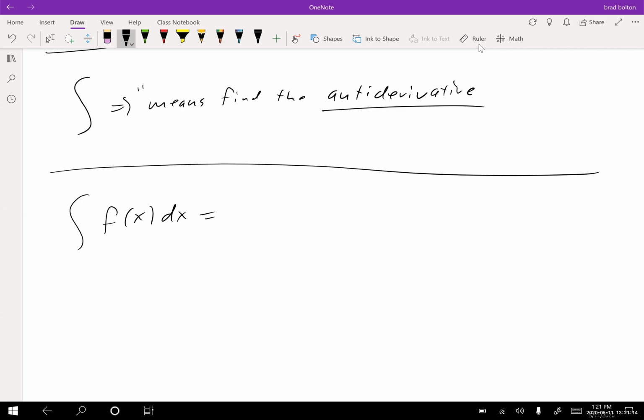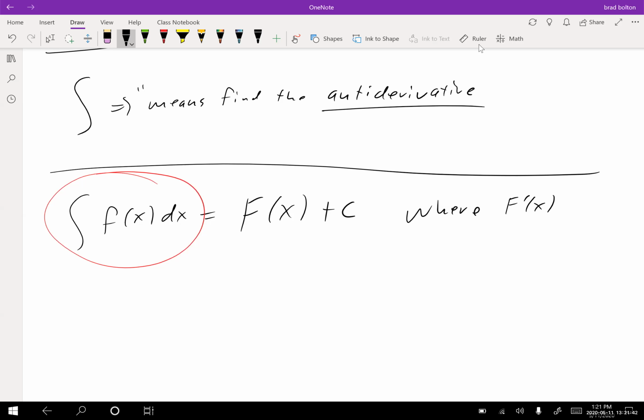Okay, find the antiderivative. So we already did antiderivatives in previous sections. So all this is now saying is, now that you know how to do the antiderivative, let's use this new notation, the integral of f of x dx. So that's what this is right here. This is saying the indefinite integral of f of x dx, which means just find the antiderivative. And we know that's big F of x plus c, where big F prime of x is equal to f of x.